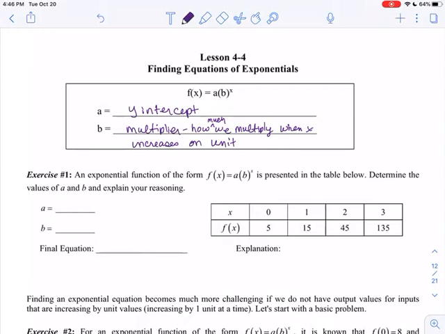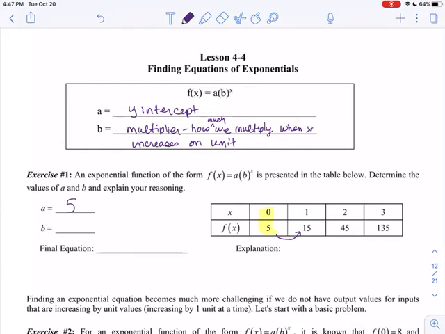Alright, so we're going to look at a couple problems. For exercise 1, we have an exponential function of the form f of x equals a times b to the x in the table. All of that data is in the table right there. Determine the values of a and b and explain your reasoning. Remember that a is the y-intercept. This one's going to be easy. On my y-intercept, x is 0, so a is just going to be 5.